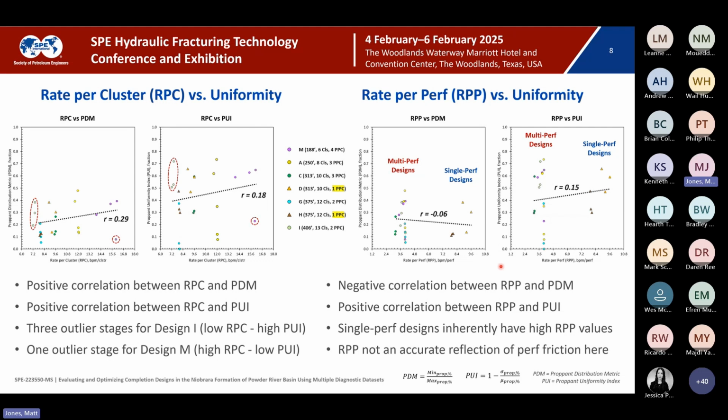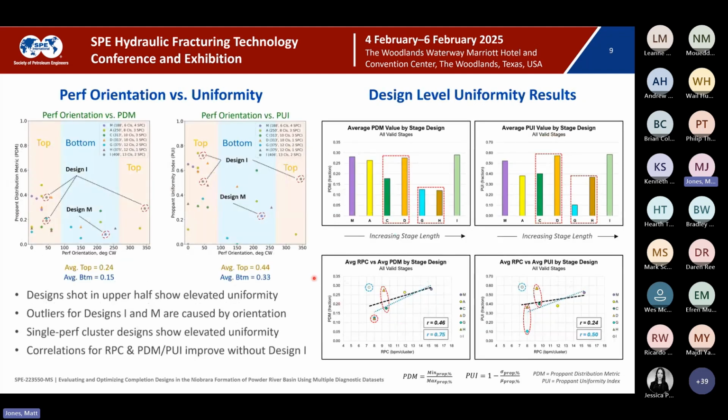That's true when you're working with multi-perf cluster designs that have the same perf diameter. However, remember in this project, we do have some designs that are single perf with a different or larger perf diameter. So rate per perf may not be the best proxy for perf friction pressure here, but it's still something we look at for most projects. And what you can see is that we have a negative correlation for rate per perf and PDM, but a positive correlation for rate per perf and PUI. So we're lacking directional alignment with respect to this particular parameter. Now, as I said on the last slide, we have a couple of design outliers when we look at rate per cluster versus PDM or rate per cluster versus PUI.